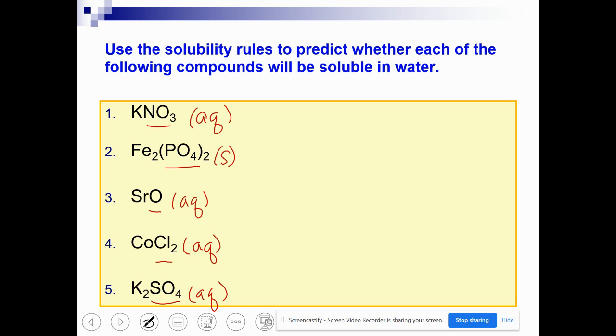I shared a link to a Quizlet with you. I think I have 20 different compounds listed on the Quizlet. And on the front of the card is a compound. You can use the rules, determine whether or not you think it's soluble or not, and then flip the card over and see if your prediction is correct. So definitely take some time to practice those Quizlet cards. I shared that link with you in Canvas.